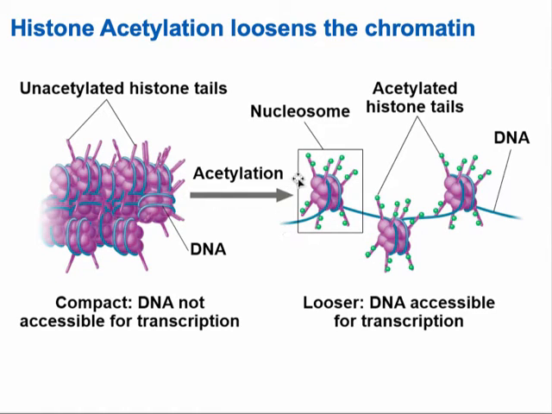You also have enzymes that remove those acetyl groups, so that will be called histone deacetylation, and that will move in the opposite direction. So it will make DNA that was loose, as you remove those acetyl groups, become more compact. So histone acetylation makes the DNA looser and more likely to be transcribed.